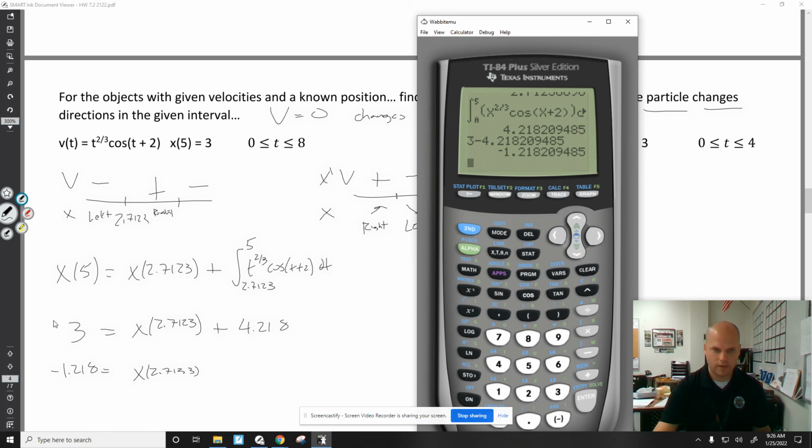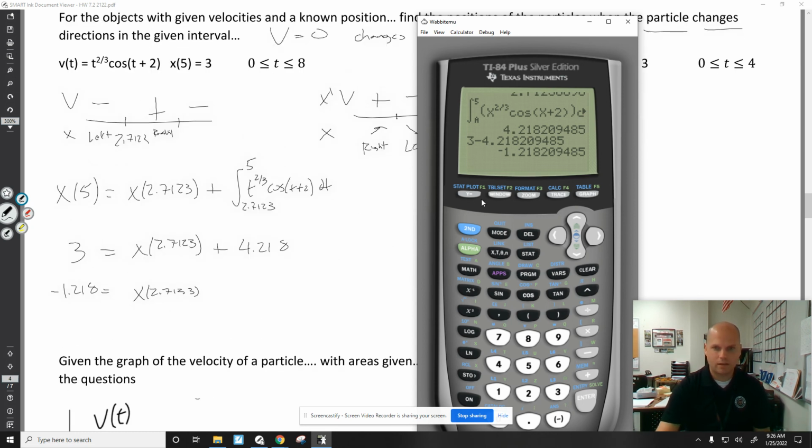Negative 1.218. Okay? And now let's go back in here and find the other location. We can store it as B. It's my other zero velocity. Cool. This is stored as X. I'm going to now store it as B. This is in the future.